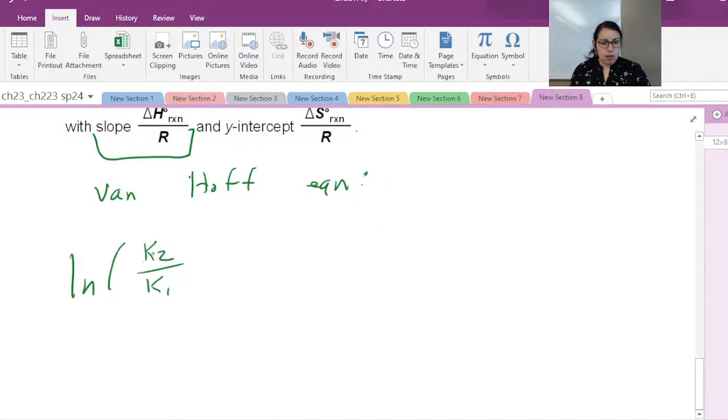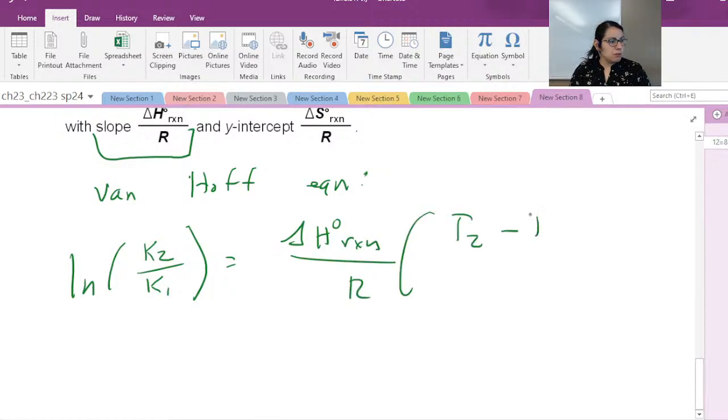So our natural log of K1 over K2, comparing those reactions, is then equal to our delta H of our reaction over R times our (T2 minus T1) over (T1 times T2). So that's one form.